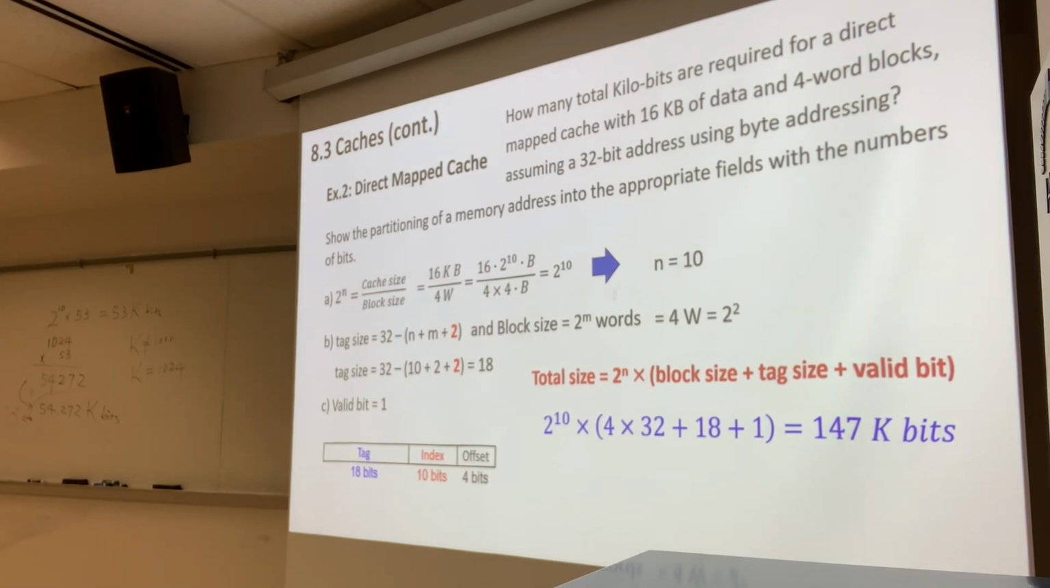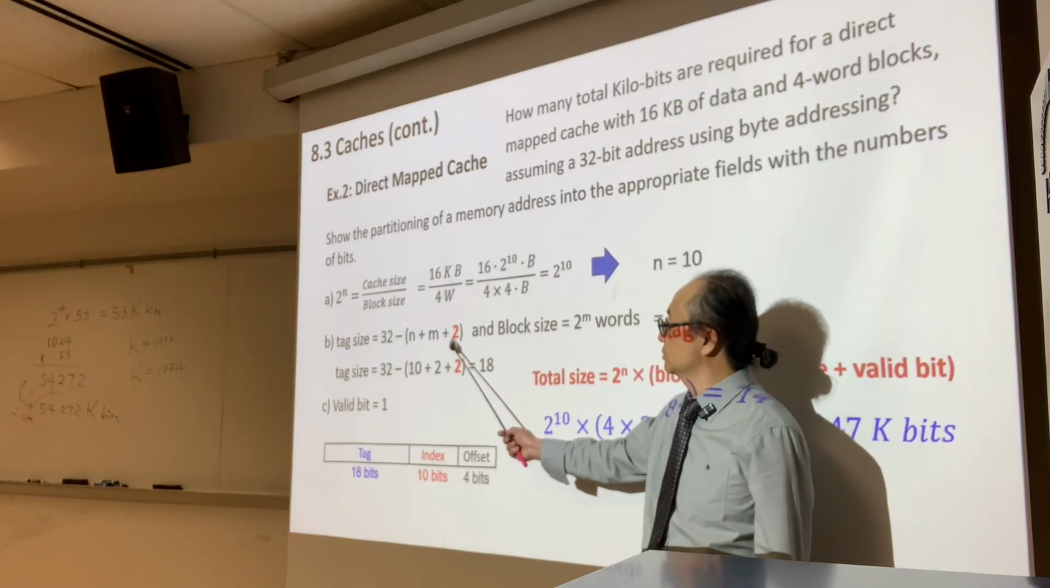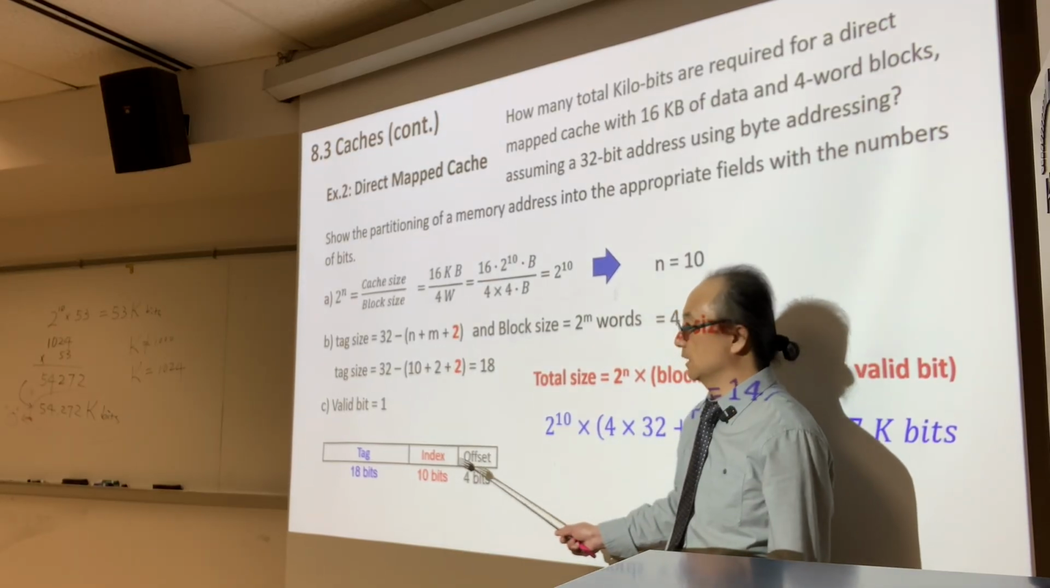So we need to put tag, index, offset. To remember this order: tag, index, offset. Offset is always the lower bits. So we need to figure out the index bits first, and then the offset bits, and then 32 minus those two is going to be the tag. m plus 2 will give us the offset, right?